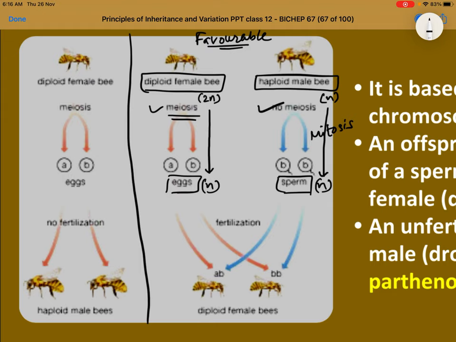So eggs and sperms are fertilized, right? Females can be heterozygous or homozygous, so two types of females can be seen. If they are heterozygous, A and B, right? A from one side and B from the other, or B and B from both sides. So AB or BB, two types of heterozygous or homozygous females can be produced.